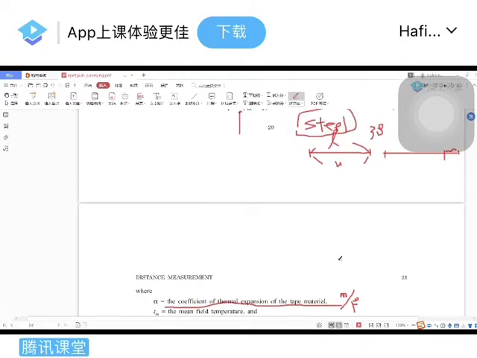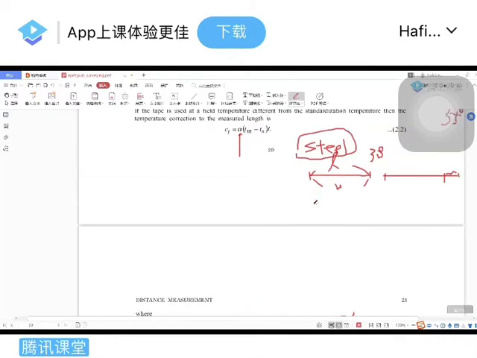So different kinds of material differ. You can also have a copper tape, or if you are rich enough, maybe you can use a gold tape.